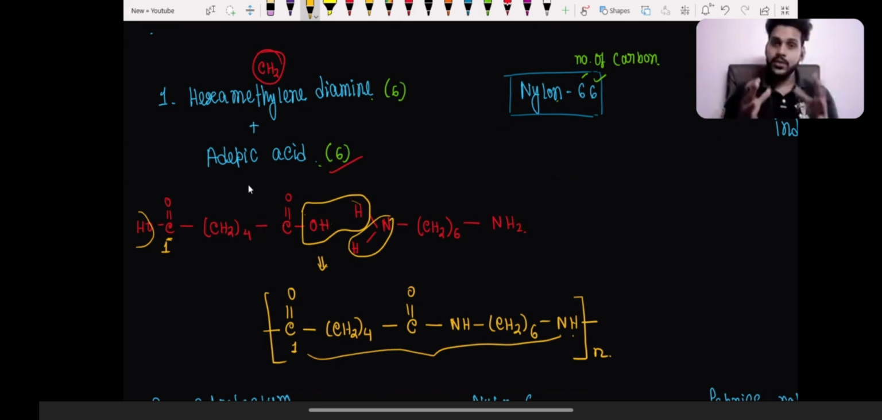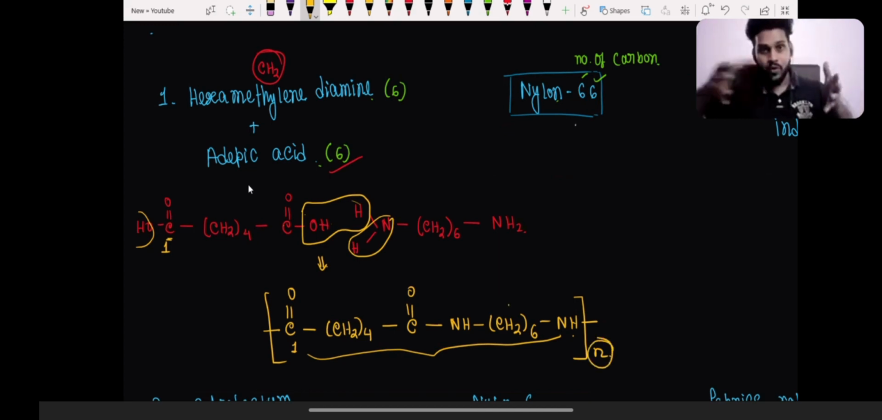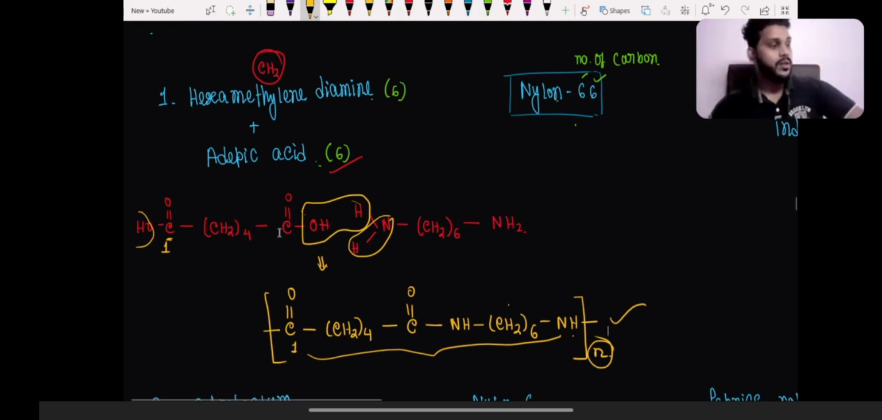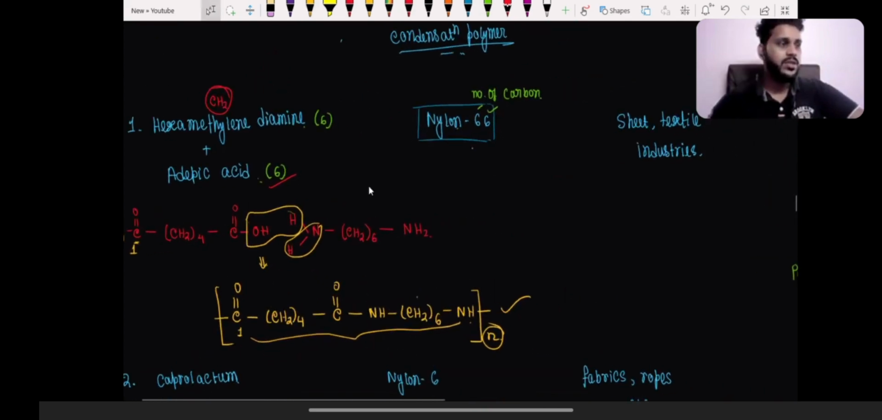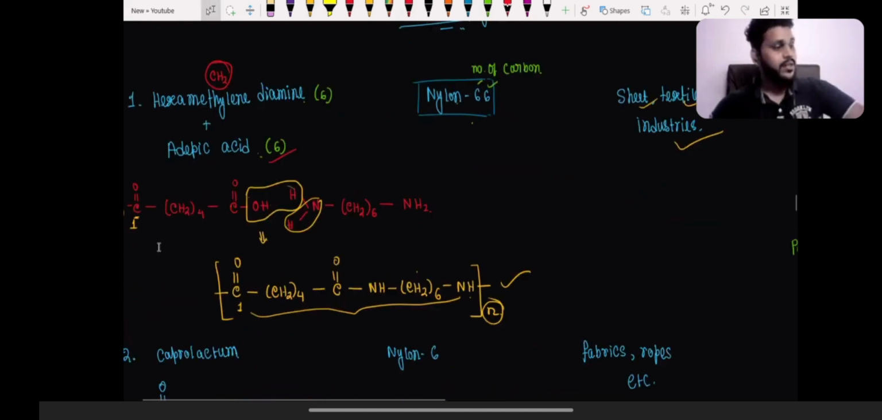So what did I do, guys? I took hexamethylene diamine and adipic acid. Then we just take out water from here, and then we get our monomer. So it's a monomer of nylon 6,6. And when these monomers combine together, I'm getting nylon 6,6. So this is the structure of nylon 6,6 monomer. All right. So this was the thing. And where do we use it, guys? Heat, textile industries, all these things, we use it in there. All right. So this was the thing.